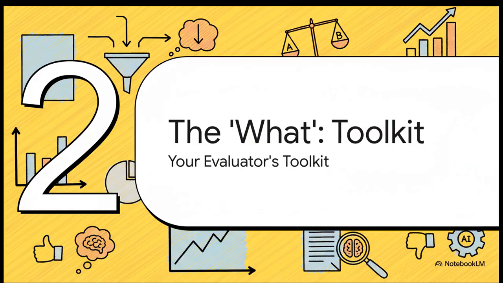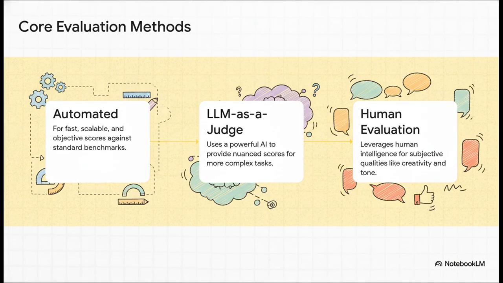So, how do you get that data? Well, Amazon Bedrock doesn't just hand you a single wrench. It gives you an entire toolkit. Think of it like a workshop, where every tool is perfectly designed for a very specific kind of job. You've got 3 core methods here, and it really helps to think about them strategically. You can start with automated evaluation to get a quick, scalable score against industry standards. Then, you can bring in an LLM as a judge to have one AI grade another on more subtle, complex tasks. And finally, for the things that only a person can truly judge, like brand voice or creativity, you bring in the human evaluation team.